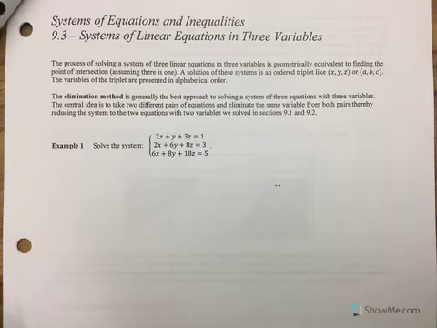Today we're going to be solving systems of linear equations, but we're going to be using 3 variables instead of 2. So the solution, instead of looking like an ordered pair, is going to look like an ordered triple. We're going to be using the elimination method, but really the elimination method is sort of a combination of elimination and substitution.